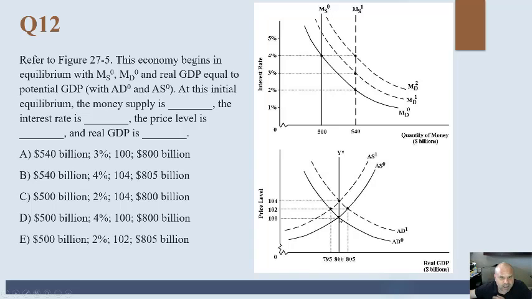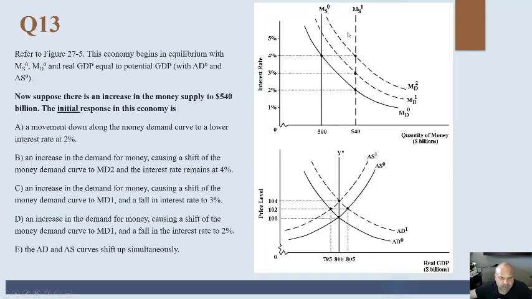And it's saying at this initial equilibrium, the money supply is fill in the blank, the interest rate is fill in the blank, the price level is fill in the blank, and real GDP is fill in the blank. So I'll give you a second to figure that out. Okay, so we know that the interest rate is 4%. We know the quantity of money is 500. We know that the price level is 100 and real GDP is 800. And so the correct answer is D.